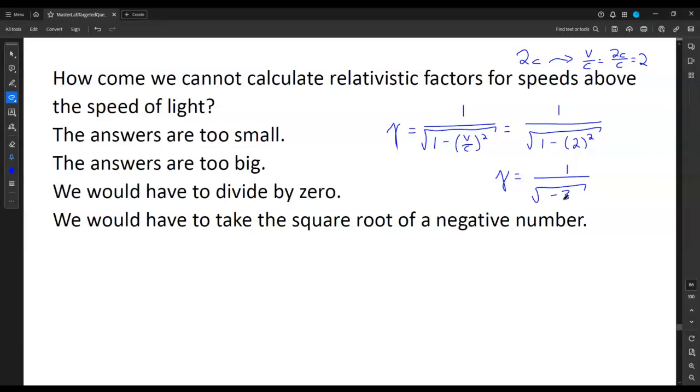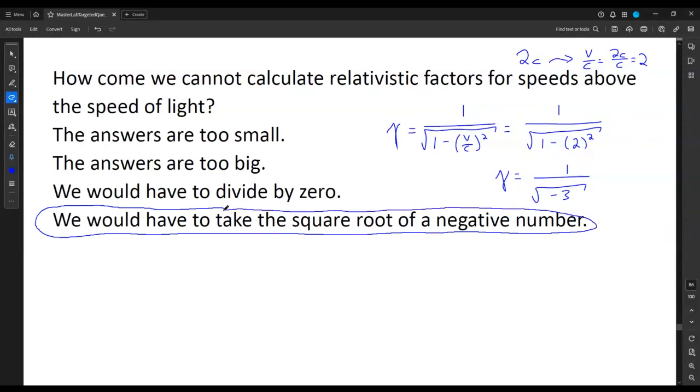In fact, we can go ahead and just explicitly state that that's going to turn to a negative 3, and that means that we're going to have an imaginary, right? Because we can't square root negative numbers normally. And so, yeah, that doesn't really make sense. We physically can't do that.